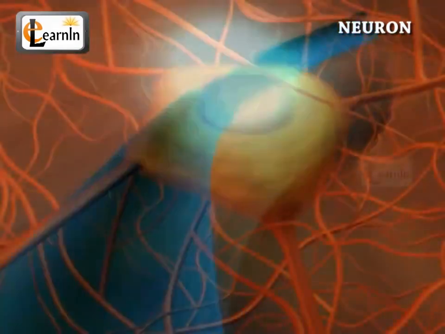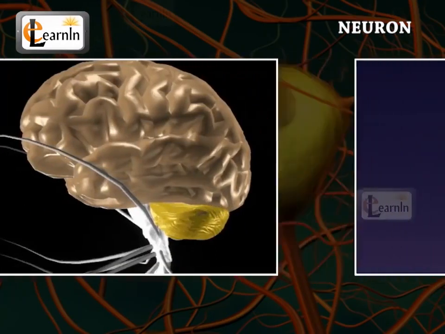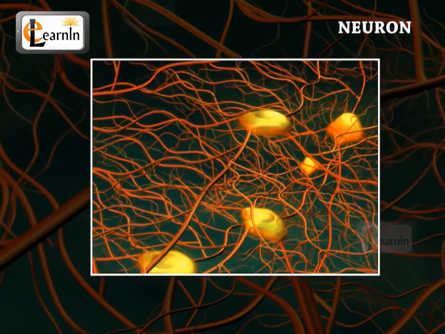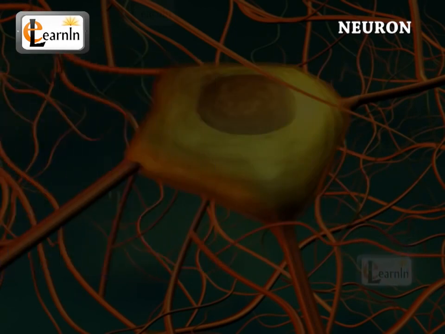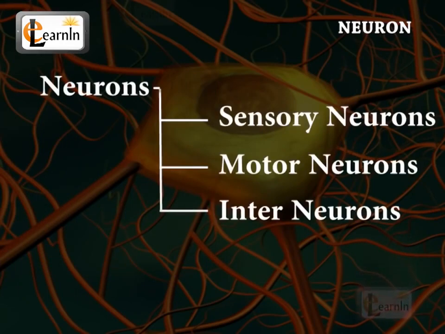body for action. The neurons are the basic constituents of the brain, vertebral spinal cord, the ventral nerve cord, and the peripheral ganglia, which is a mass of nerve cell bodies. Neurons can be categorized into three types: sensory neurons, motor neurons, and interneurons.